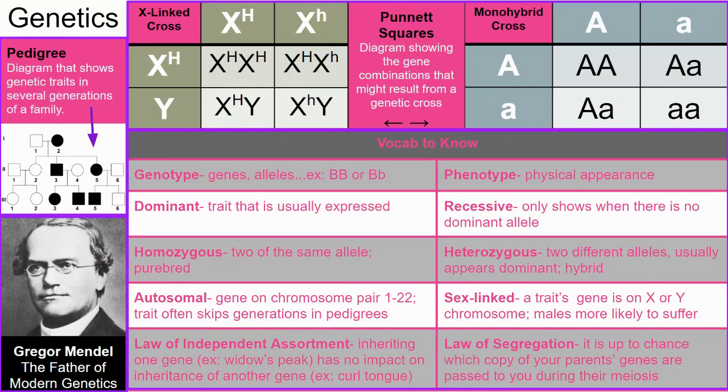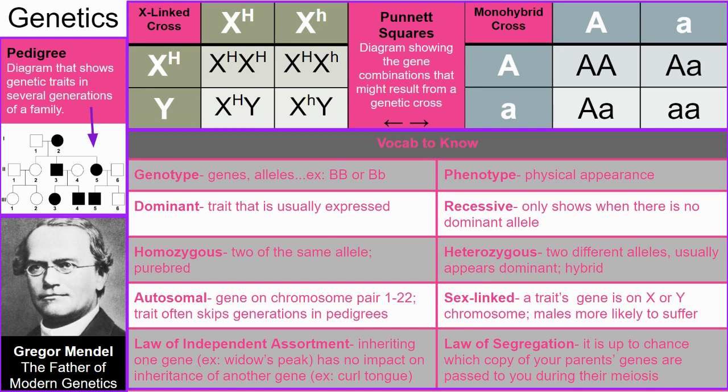So, with the law of independent assortment, that basically means that if you inherit one gene, for example, the gene for widow's peak, it has no impact on whether or not you're going to inherit another gene, like the gene to curl your tongue. Basically, traits are separated. The genes for traits are independent of each other and they will be inherited separately of each other. So, just because you get a widow's peak does not mean you're going to be able to curl your tongue.